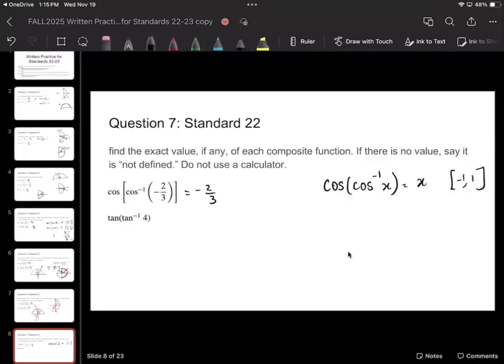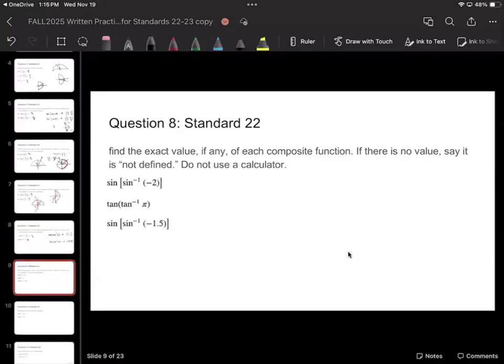No more work necessary. Likewise here, tan of tan inverse of x is x. For tangent, it's pretty awesome because tangent inverse can take in any real number as its input. Therefore, you don't have to worry too much about fitting it into -1 and 1 or something like that. So whatever you have is going to be the answer.